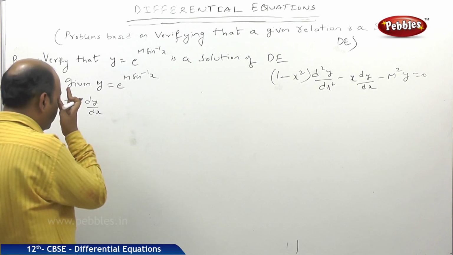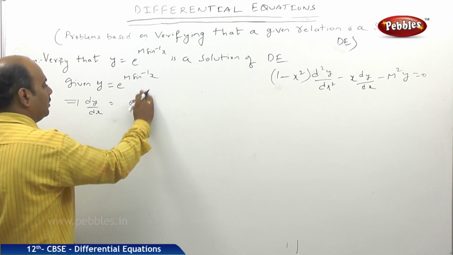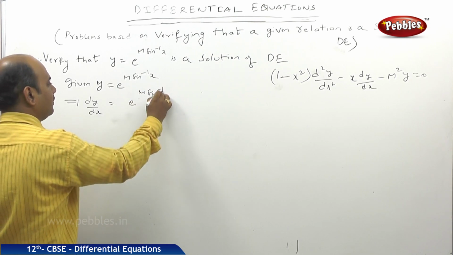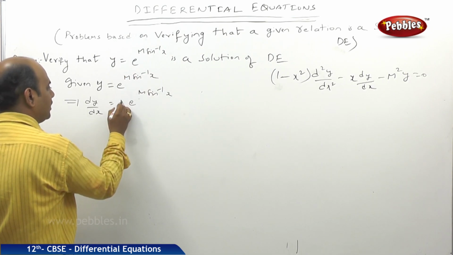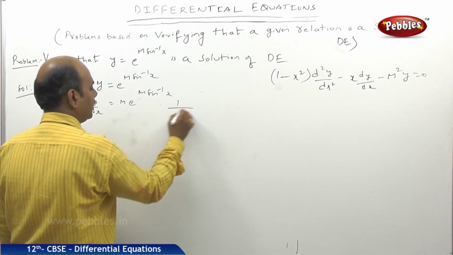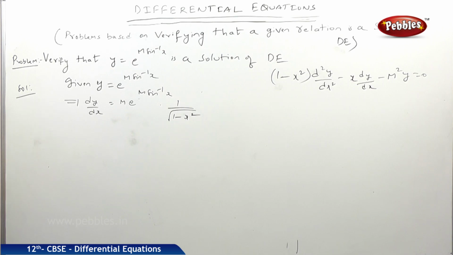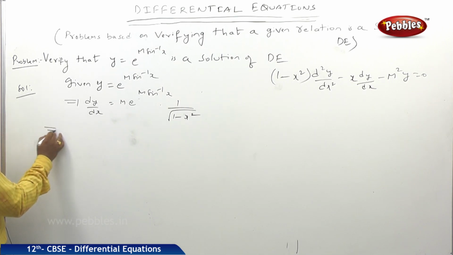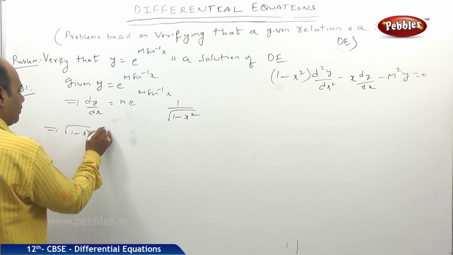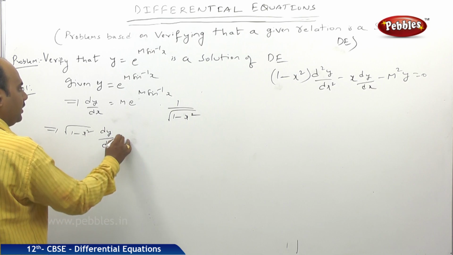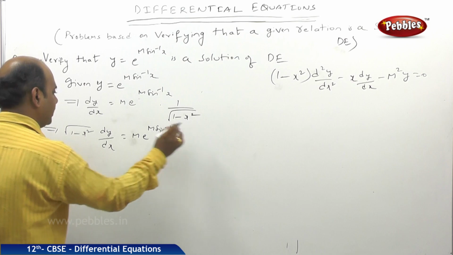dy by dx is equal to e power mx's derivative, e power mx. That means m into sin inverse x, as the coefficient of sin inverse x is m, that comes here, and the derivative of sin inverse x is 1 by under root of 1 minus x square. So later, I will be cross multiplying. What I will be getting is under root of 1 minus x square dy by dx is equal to m into e power m sin inverse x.